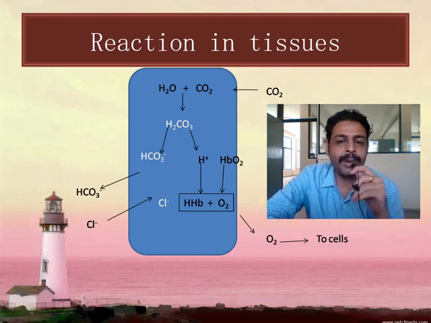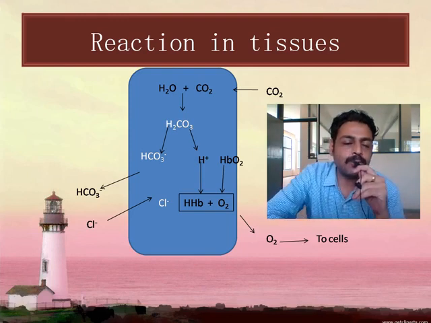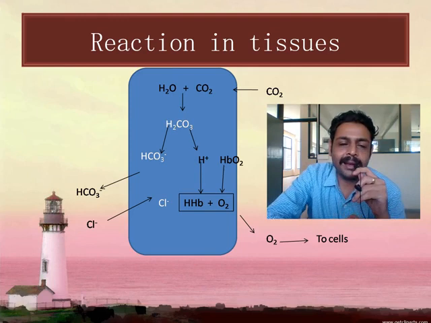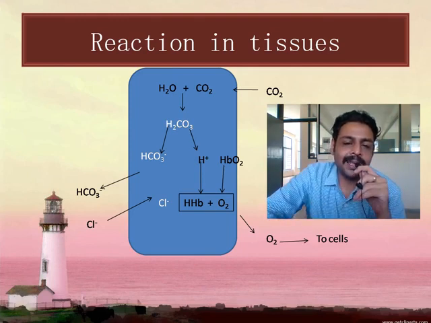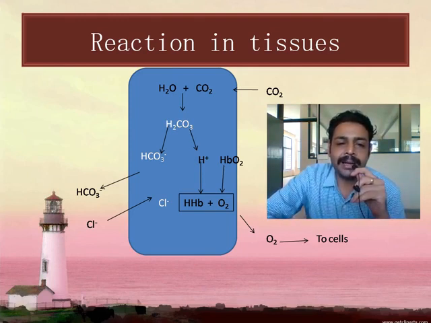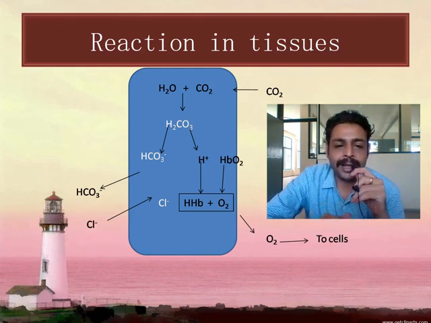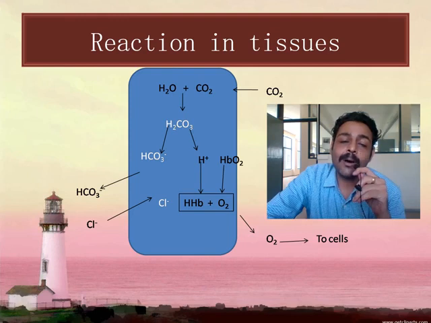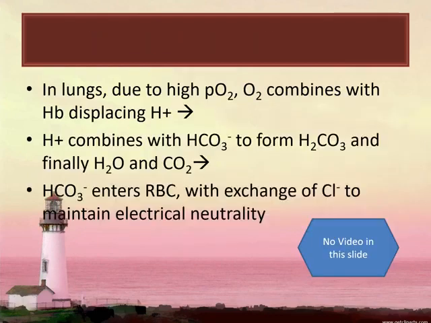Now you come to the bicarbonate ions. What happens to the bicarbonate? Bicarbonate will be transported outside the RBC, and to maintain electrical neutrality, chloride ion Cl minus will come inside. So the carbon dioxide will be transported as bicarbonate in the plasma, not by the RBC. This is called chloride shift. So what happens in the lungs in this chloride shift? I will explain in the next slide.